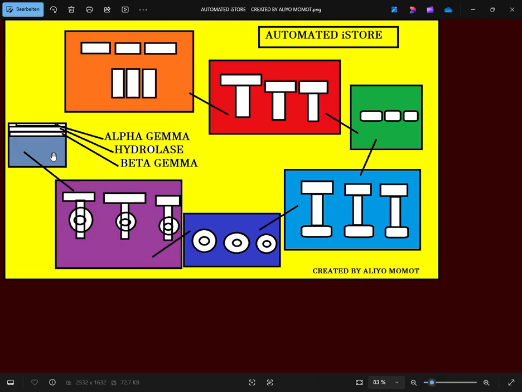Locations and everything work with the alpha gamma, the hydrolase and the beta gamma. For example, if you're transferring something from Germany to New York, the alpha gamma, the beta gamma and the hydrolase have a sensitivity, and the amount of this material tells the place where to get to, maybe the airport or the seaport.